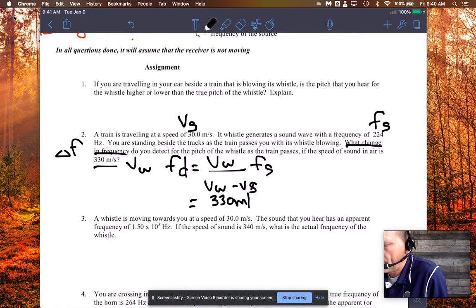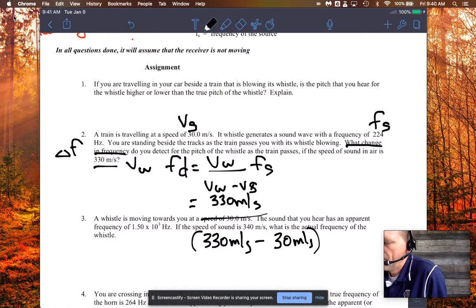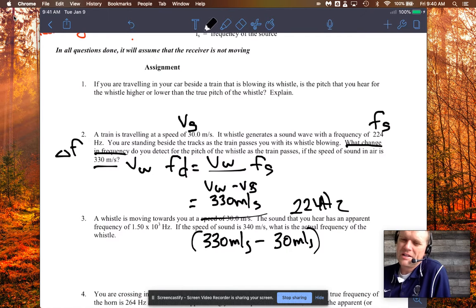Sorry, I'm just going to write over the next question. 330 again would be in the bottom, and then I'd subtract from that the speed of the train, which is 30 meters per second, times the source frequency, which is 224. So really you can kind of get a sense here. We're getting a percentage of the true frequency, either below the true frequency or above it. And in this case, it's going to be below.